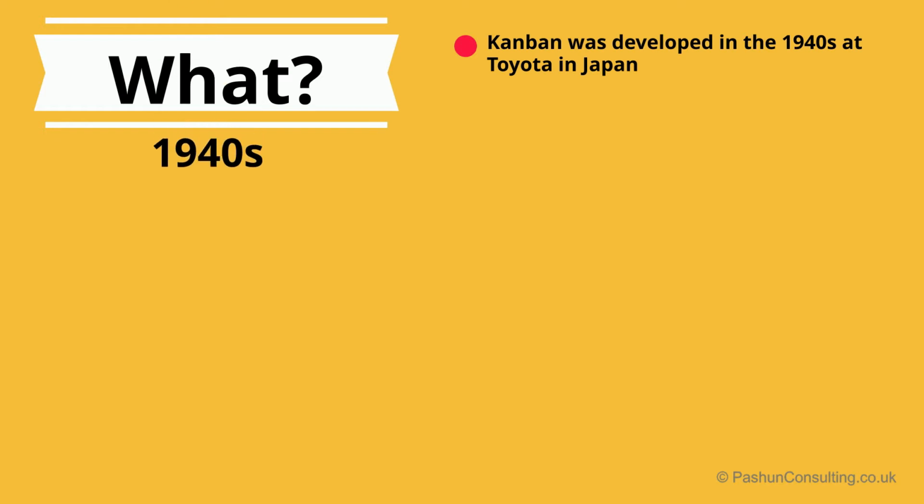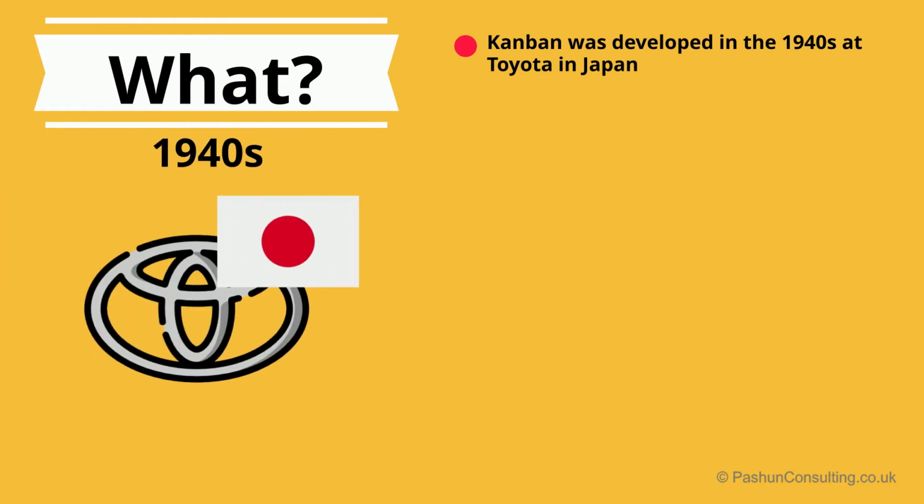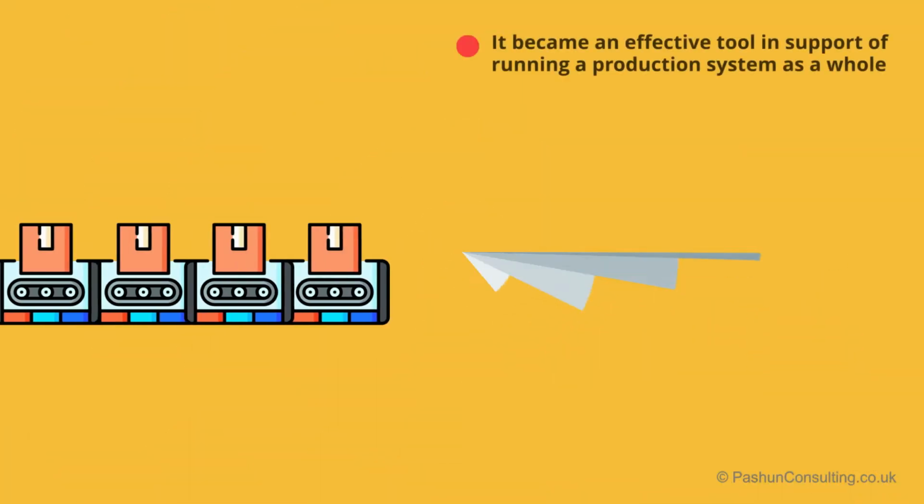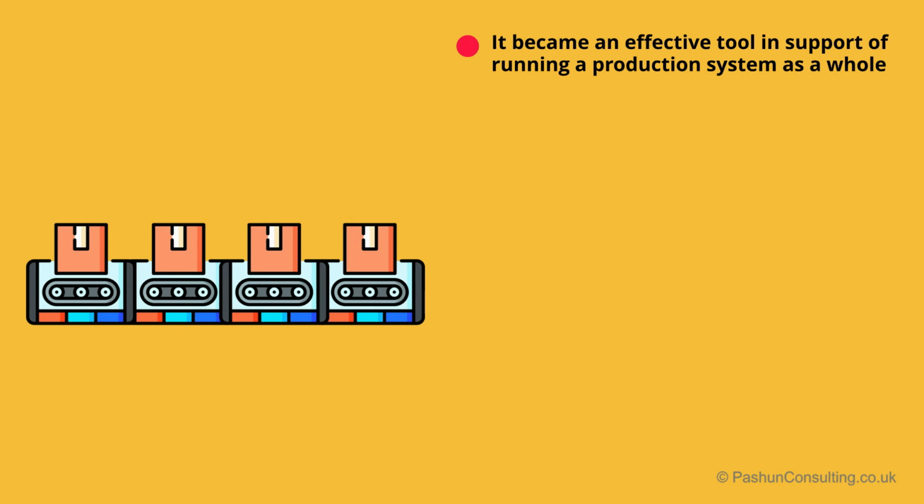Kanban was developed in the 1940s at Toyota in Japan. It proves and maintains a high level of production. Additionally, it became an effective tool in support of running a production system as a whole.